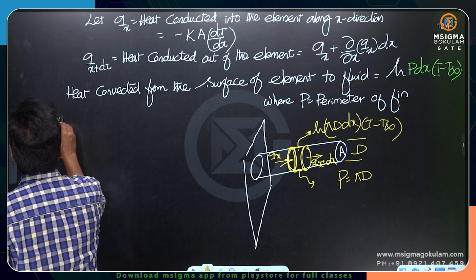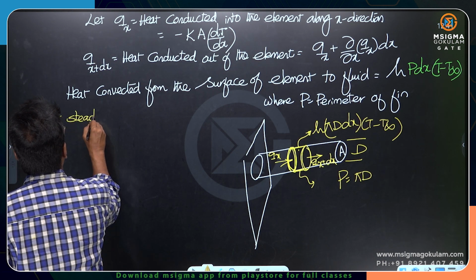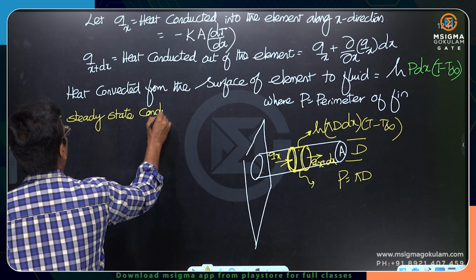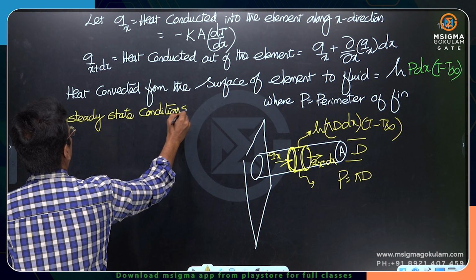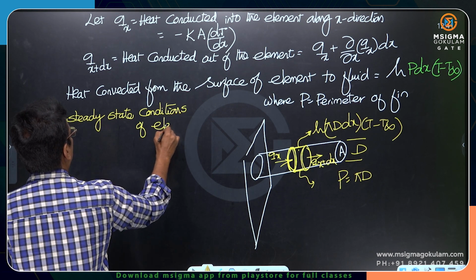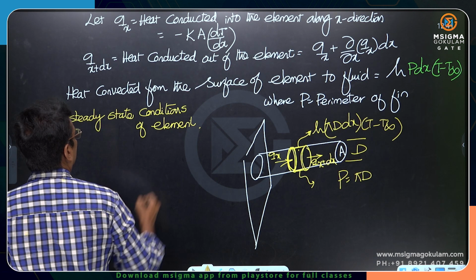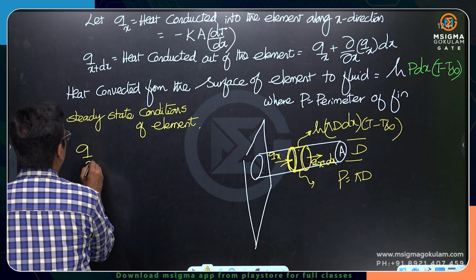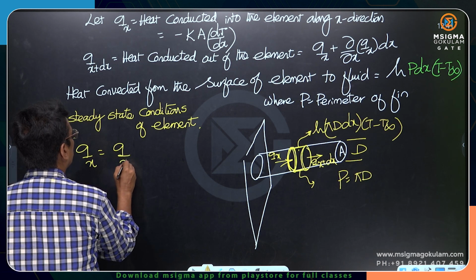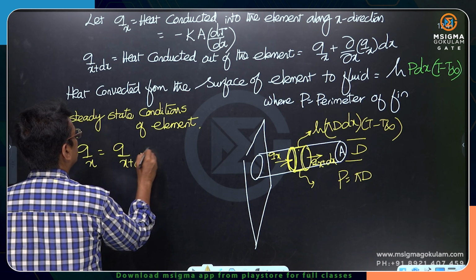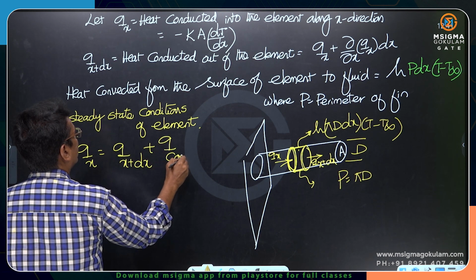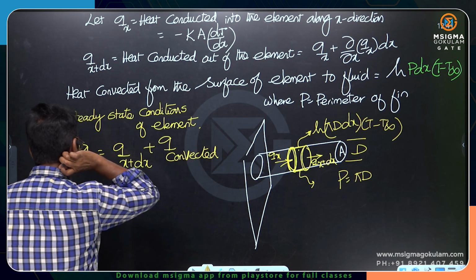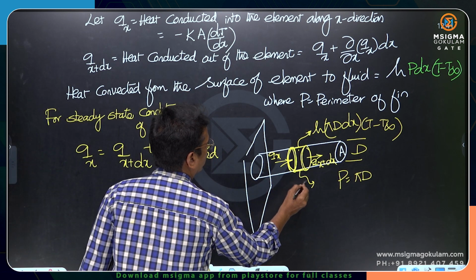For steady state of the element, because we have already assumed the steady state conditions. Steady state means what? Temperature should not change with respect to time. For steady state conditions of the element, Qx, that is the heat conducted into the element, should be equal to Qx plus dx plus Q convected from the surface of the element. This is a Q convection, right?